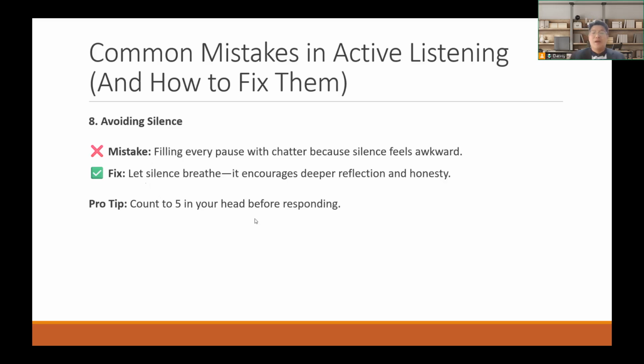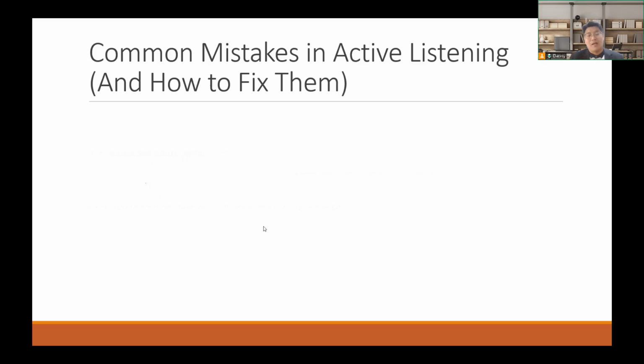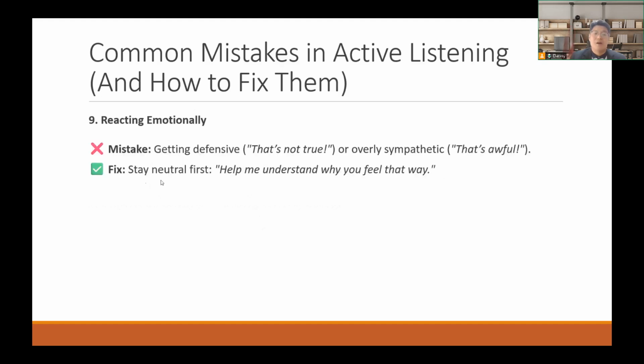For example, count to five in your head before responding. That is a kind of suggested time duration. And number nine, reacting emotionally. In this part, some typical mistakes are getting defensive, with words like "That's not true," or being oversympathetic, like "That's awful." That is too emotional, with your own judgment.